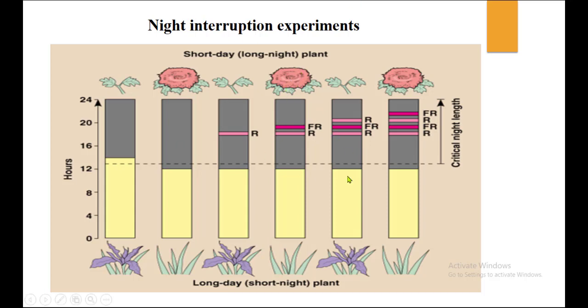In the next experiment they interrupted with red light, then far red light, then again red light. So the last interruption matters, and it is favorable for long day plants. The same continues with more interruptions: red light, then far red light, then red light, then far red light, and the last interruption again matters, and it initiates flowering in short day plants.